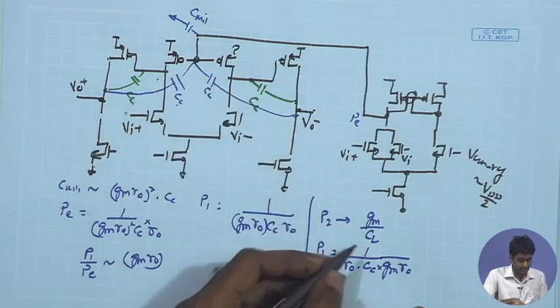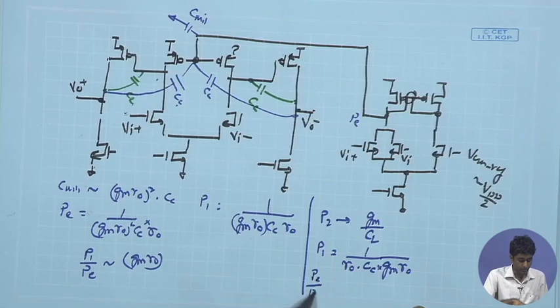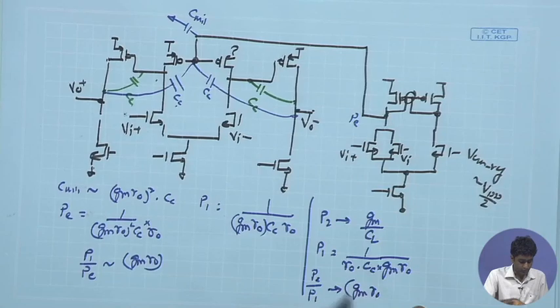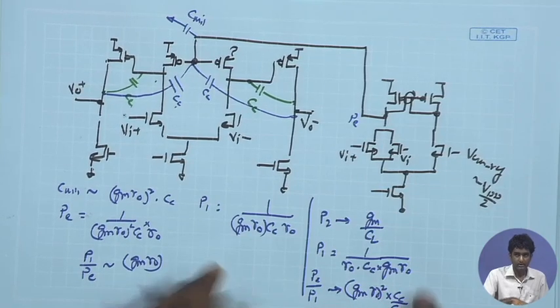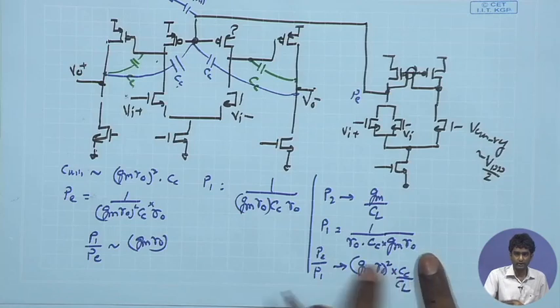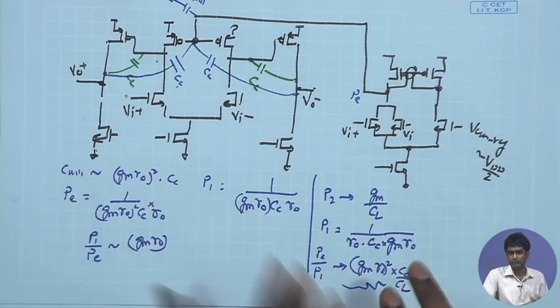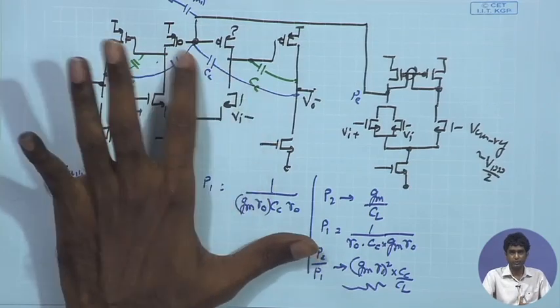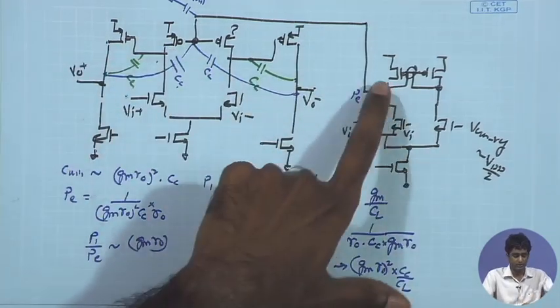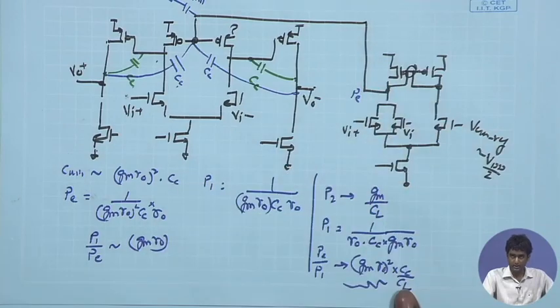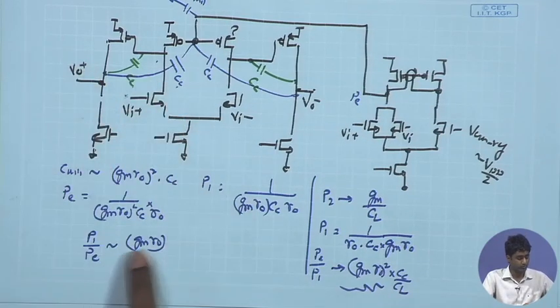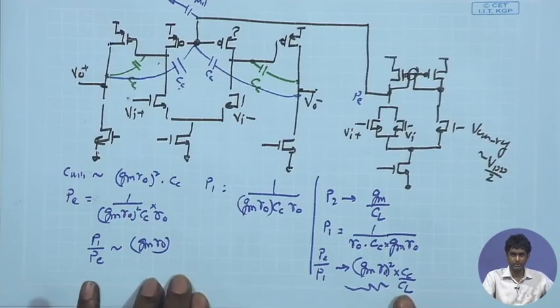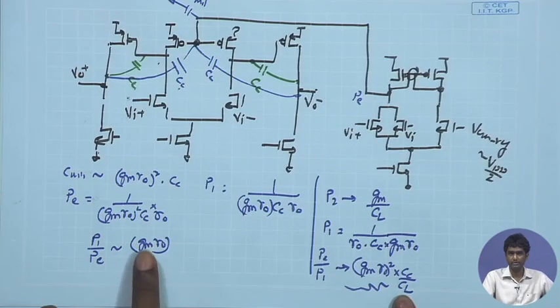And here I can see that the ratio of P2 upon P1 is going to be given by Gm Ro square times Cc upon Cl. If I assume that these two are close together, I can say that the order of magnitude of P2 upon P1 is Gm Ro square, which is sufficient for giving me a 45-degree phase margin. Whereas if I use a Cc over here and use a current mirror load over here, what I am seeing is that the ratio of the two poles is Gm Ro, which is going to be very difficult to achieve 45-degree phase margin over here.